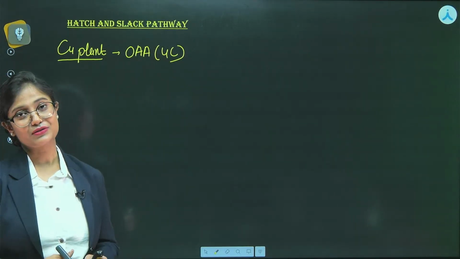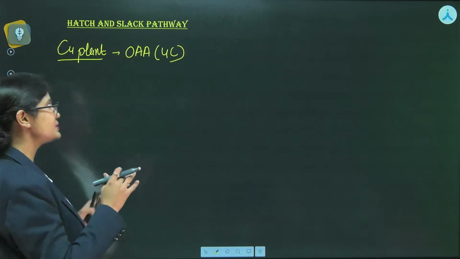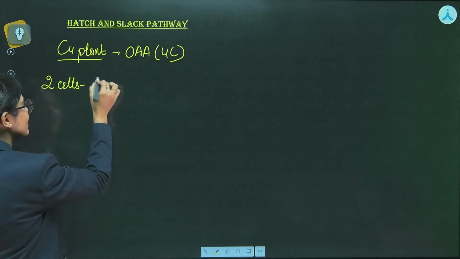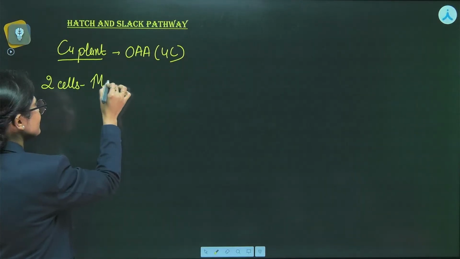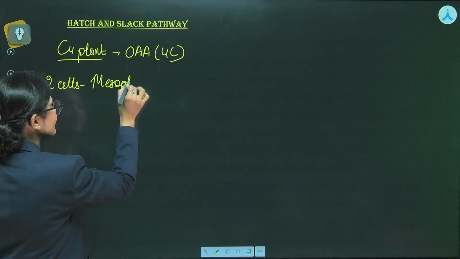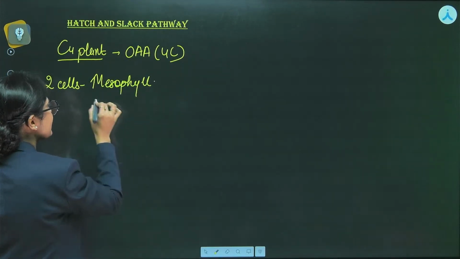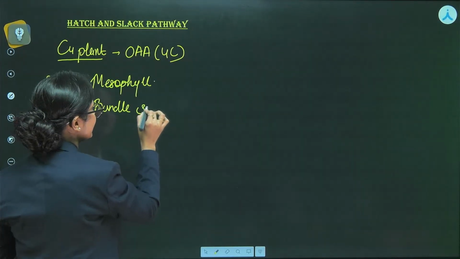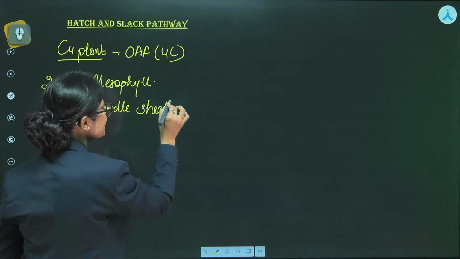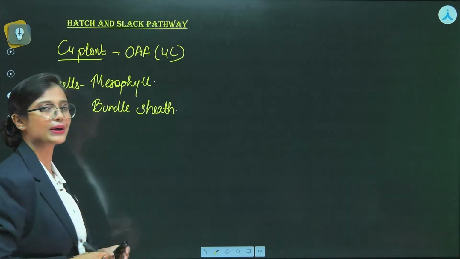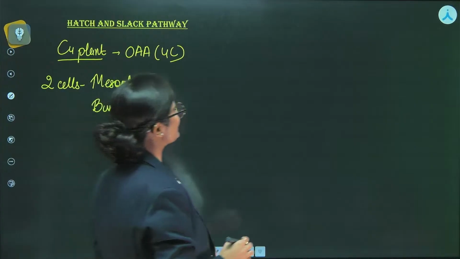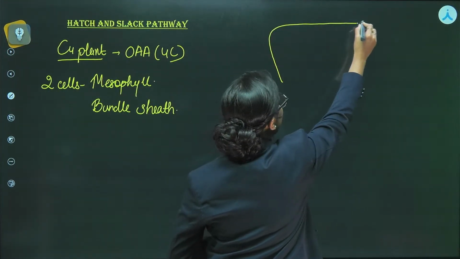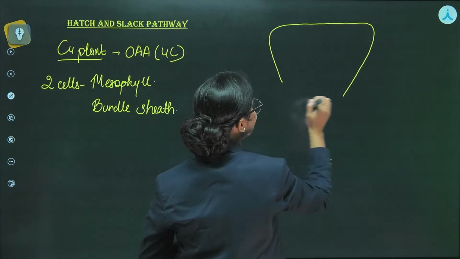Now let's start the cycle. Before that I would like to tell you that it involves 2 cells. अब इसमें 2 cells कौन से हैं? One is mesophyll cell and another one is bundle sheath cell. हमने देखा था Kranz anatomy में bundle sheath cells present हैं which are surrounding the vascular bundles. Now let's make the cells. So ये हमारा बन गया mesophyll cell.